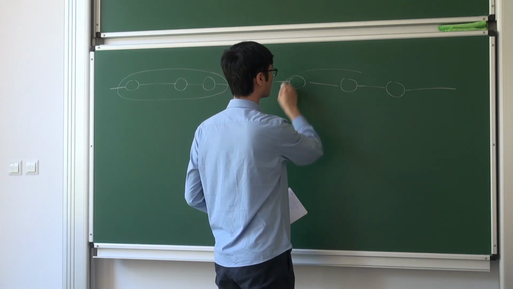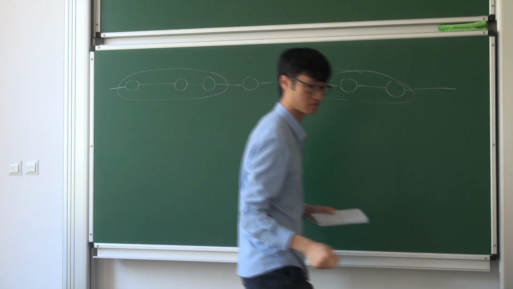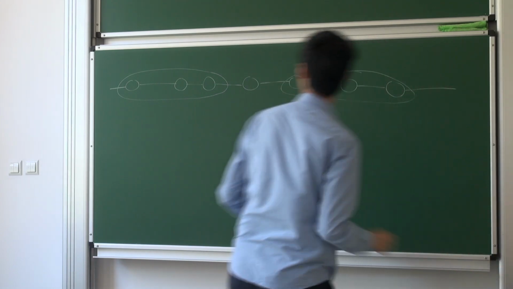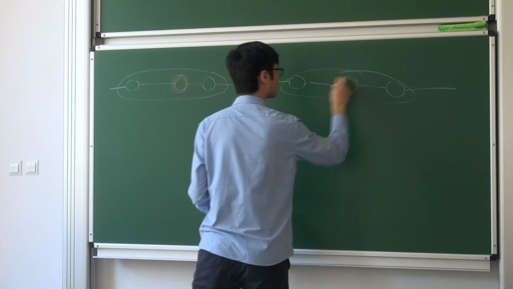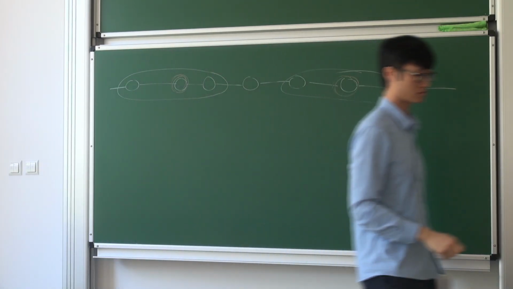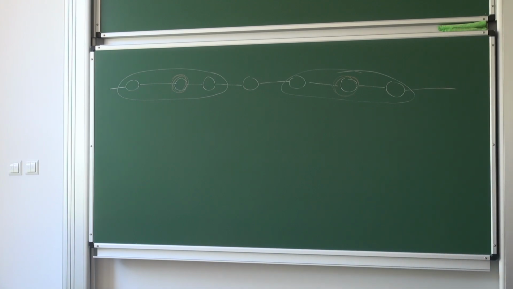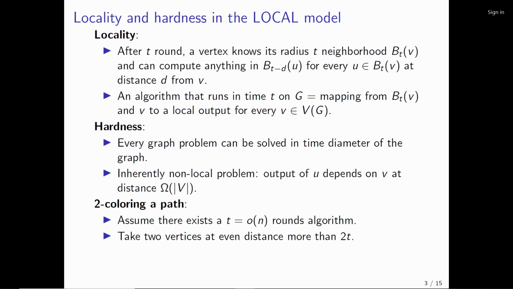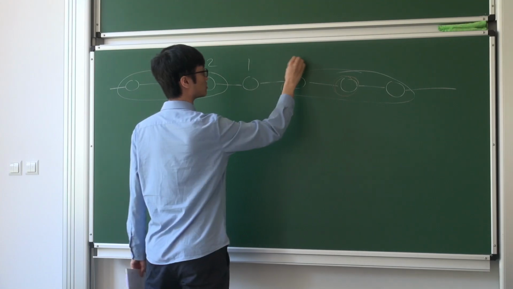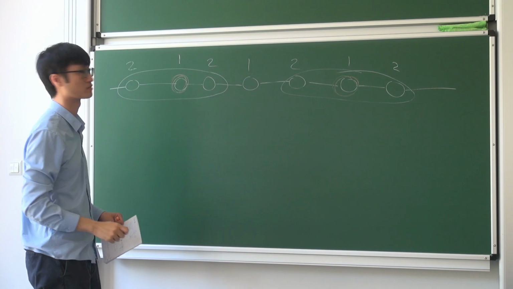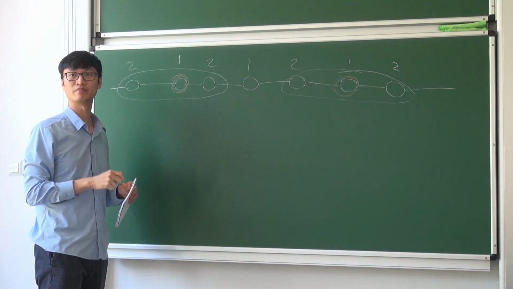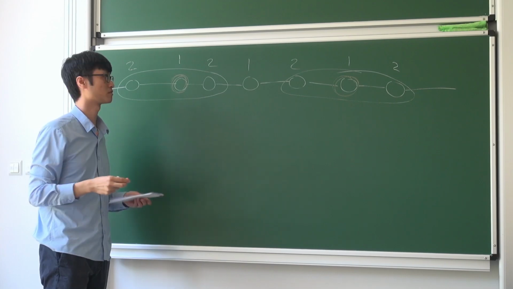The same for this one. So let's highlight these 2 vertices. Since this is a 2-coloring, if I have 2 vertices at even distance, then they must have the same color, right? So here I would expect some output like 1, 2, 1, 2, 1. So imagine that we have some algorithm that can output this kind of thing, right?